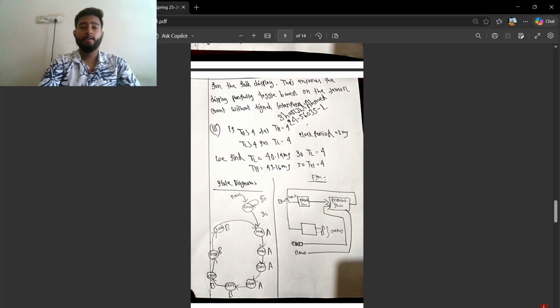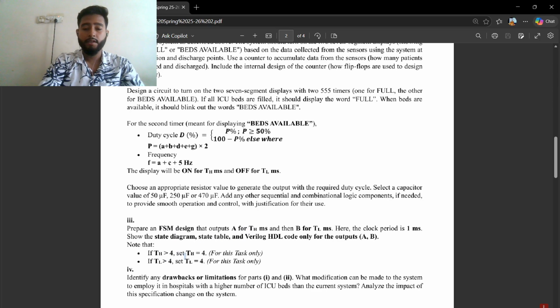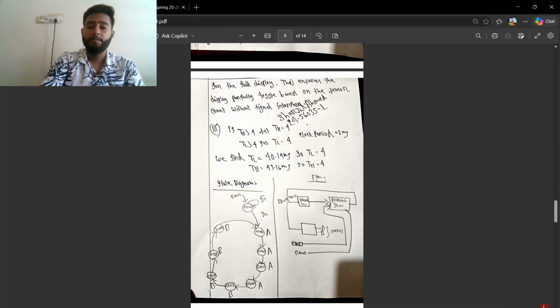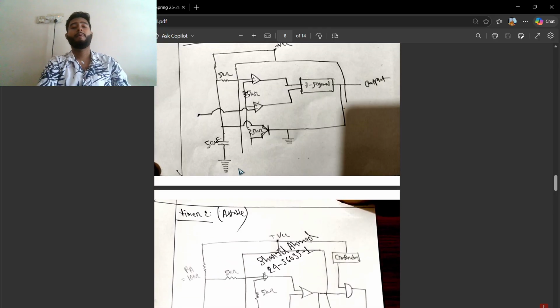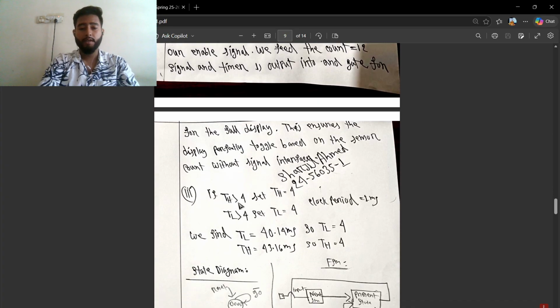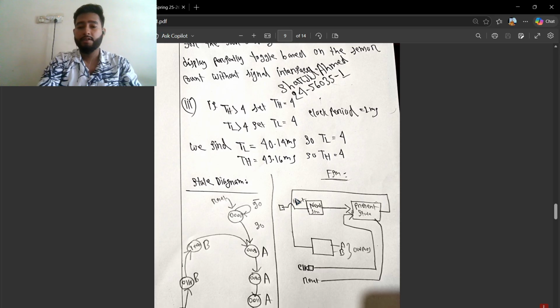For number 3, there is given an FSM design that outputs A, and here is the condition: if TH is greater than 4 and TL is greater than 4, then we say it is 4. So from this we get TH and TL from number 2, and they are obviously more than 4, so we set it 4. Then the clock period is 1 millisecond, which is also given in the instruction.